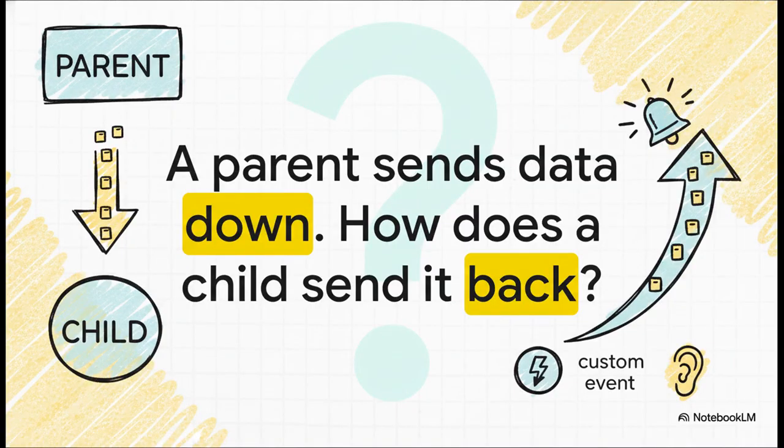So we know it's super easy for a parent component to push data down to a child. You just use the @API decorator and boom, you're done. It's a one-way street. But what happens when the child needs to talk back? What if a user clicks a button or picks an option from a list inside that child component and the parent needs to know about it? That's the puzzle we're going to solve right now.